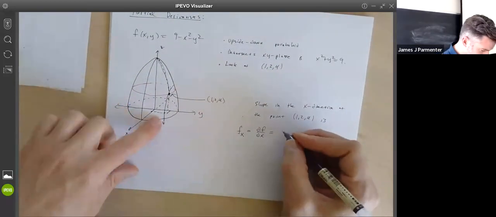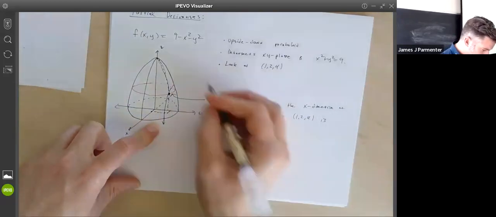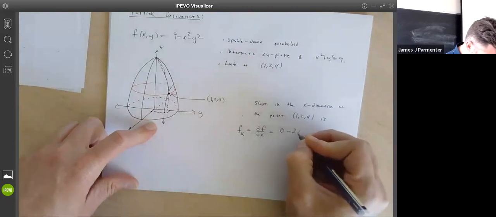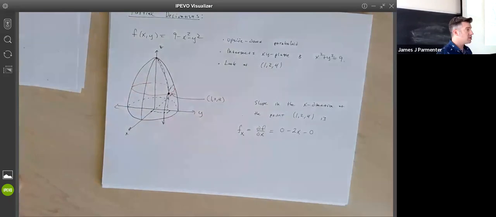So then my partial derivative with respect to X, well, the derivative of 9 is 0. The derivative of negative X squared is negative 2X. And the derivative of Y squared is 0, because if I'm moving in the X direction, there's no change in Y. Right?